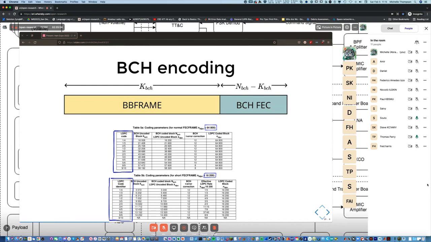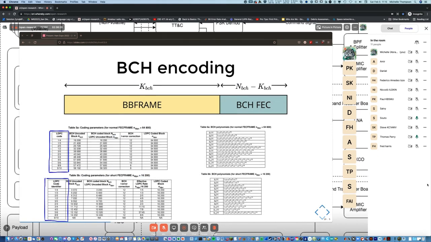The size of the BB frame is given in this column, which is essentially the BCH encoded block, and the size of the BCH FEC code word is then the difference between the BCH coded block and the BCH uncoded block. To actually calculate the parity check code, we use a set of polynomials. Frame length and code rate identify which polynomial index should be used, and this in turn identifies the polynomial itself.